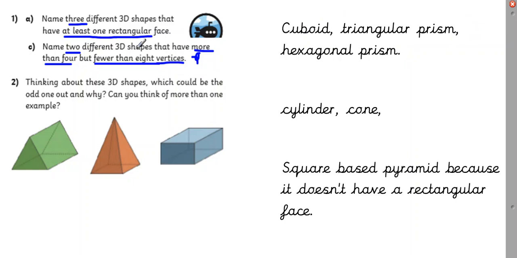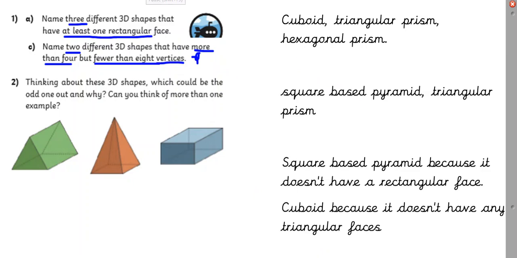For the second one, name 2 different shapes that have more than 4 but less than 8 vertices. Okay, so you could have had a cylinder or you could have had a cone. Sorry, so for B, name 2 different 3D shapes that have more than 4 but fewer than 8 vertices. You could have had a square base pyramid or a triangular prism because they have got less than 8 corners but more than 4. I think a square-based pyramid's got 5 and a triangular prism has 6.